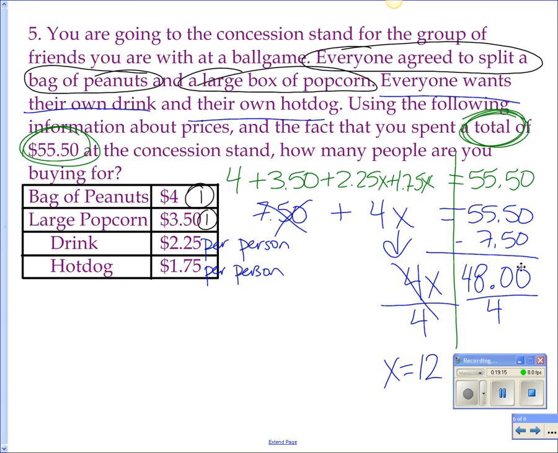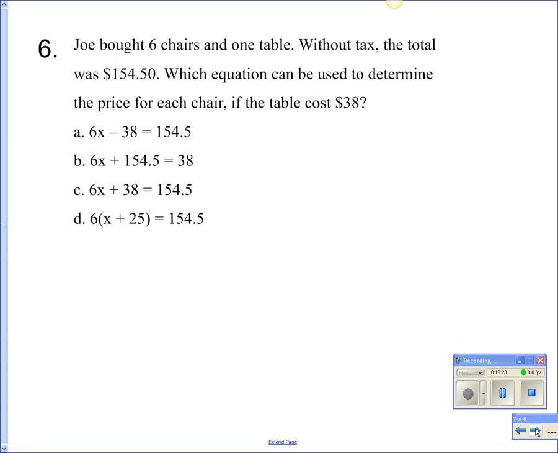All right. We do actually have one more, but you don't have to write it down. Okay, we're just going to talk about it. All right. Joe bought 6 chairs and 1 table without tax. The total was $154.50. Which equation could be used to determine the price for each chair if the table costs $38? Blake, tell me one answer that's wrong and why.